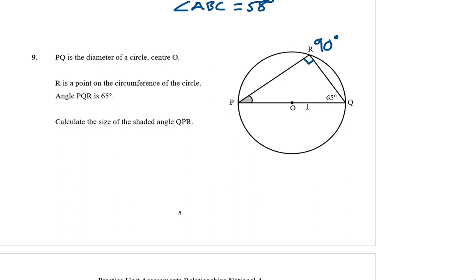Angles in a triangle add up to 180, so 180 take away 90, take away 65, is going to leave me 25 degrees. And again, I would show my working for that. The other way to think of it is that if this is 90, and angles in a triangle add up to 180, both of these have to add up to 90. So you're going to get 25 degrees.